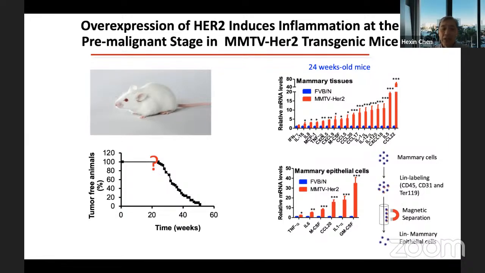But at this stage, we don't see an obvious tumor yet, so it's just 4 or 6 month old mice. So we thought, well, is it possible the cytokines can be secreted by the normal epithelial cells, not the immune cells? So we took normal mammary glands from transgenic mice and wild type mice. We purified the normal epithelial cells using beads, and then we did the gene expression profile again. And interestingly, we found that the mammary epithelial cells actually express these cytokines compared to wild type epithelial cells. So these cytokines are not mainly contributed by the stromal cells or the immune cells.